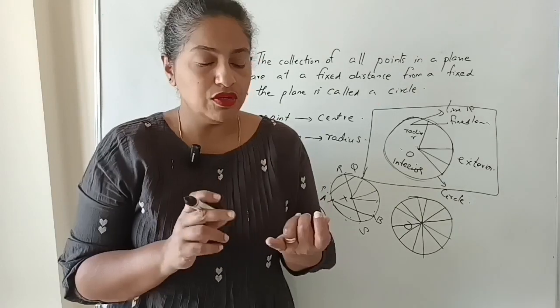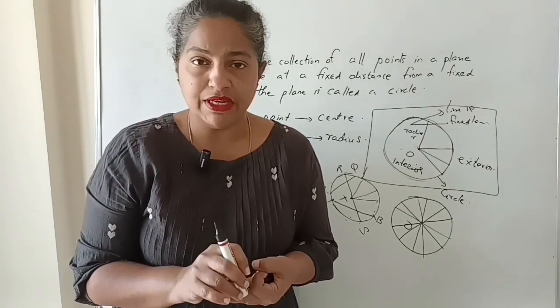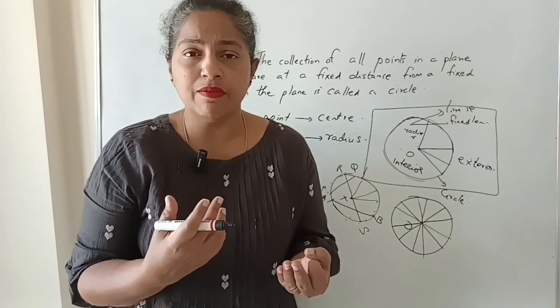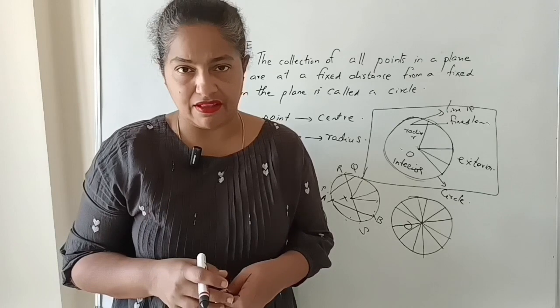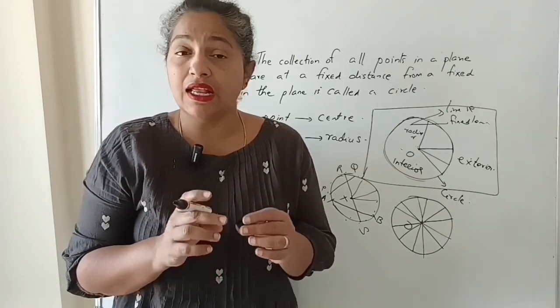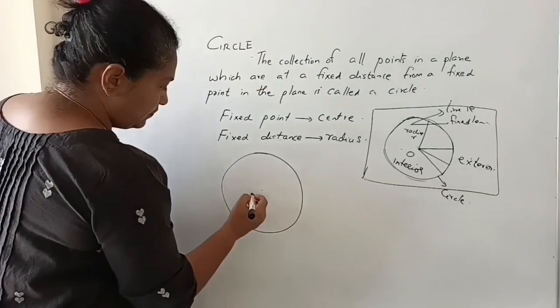Okay. So now we have learned the definition of a circle. We know what a chord is. We know what diameter is. What's the link between diameter and the radius and the interior, exterior and the circle itself. Now let us see another definition, which is called the arc of a circle.